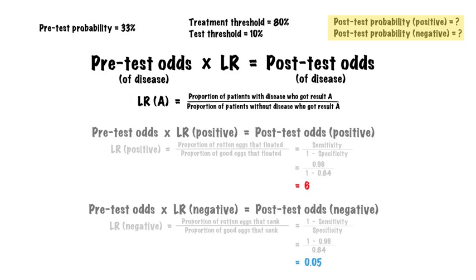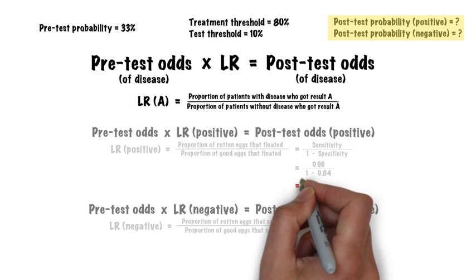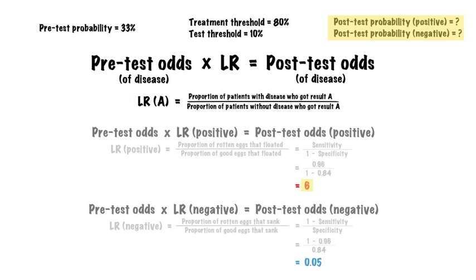An LR of 1 means that the test will not contribute any new information, since the post-test odds will equal the pre-test odds. For the ideal diagnostic test, the LR positive should be much greater than 1, and the LR negative should be much less than 1.